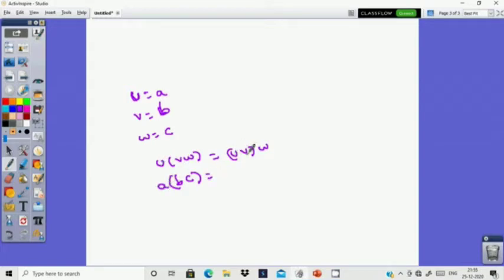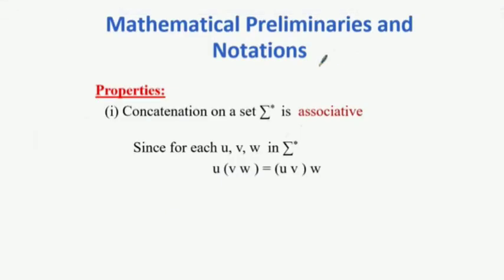Now I am associating u and v. What is u and v? a, b associated with w, and w is c. Now if we concatenate together, finally I will get abc equal to abc. So that's what the rule says: u(vw) is equal to (uv)w. This is called the associativity rule. Both are equivalent.